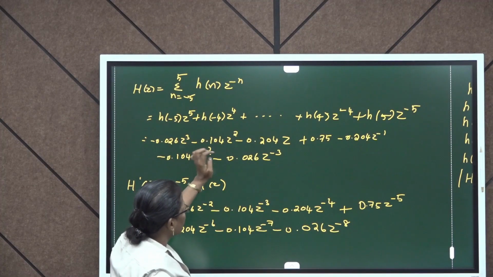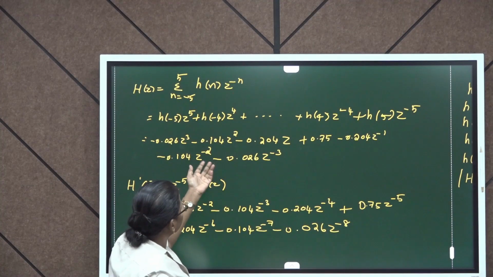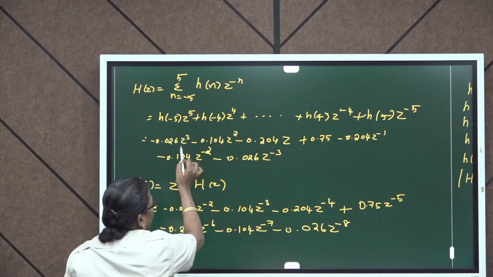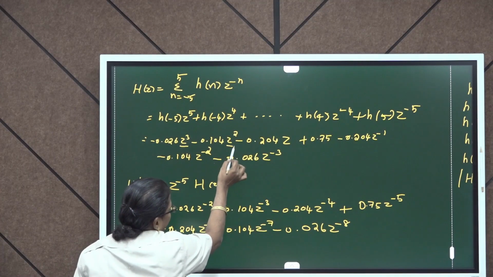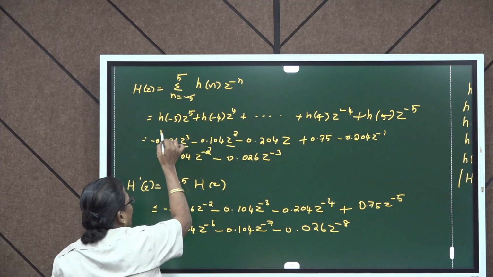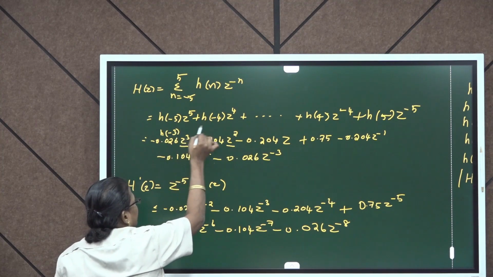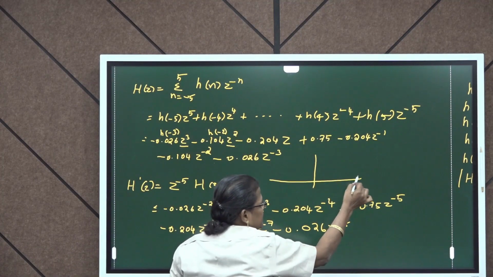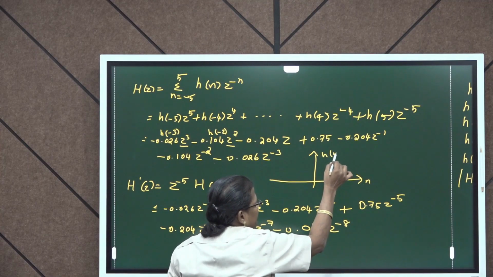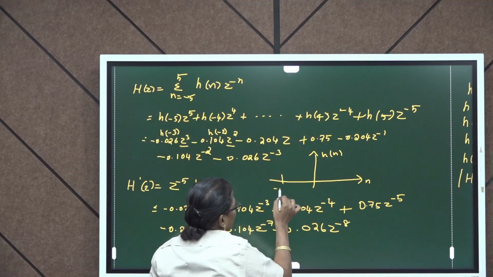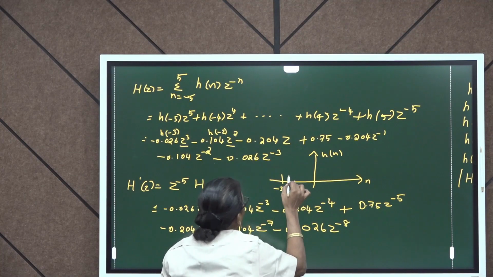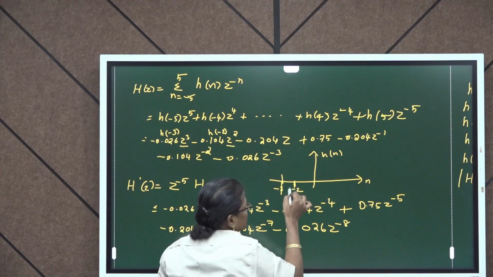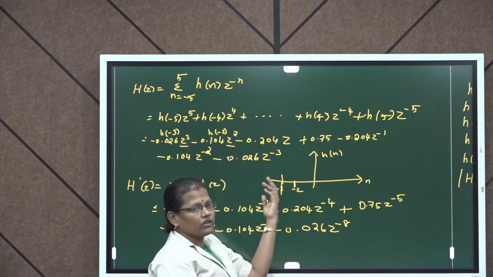h of minus 5 and h of minus 4 values are equal to 0. So you substitute all the values and you will get this equation. You see in this equation, here we have Z power 3, Z power 2. That means this is the coefficient h of minus 3, and this is the coefficient h of minus 2. So what it means is your impulse response has values on the negative side also, minus 3, minus 2. Also you have some values like minus 0.026, minus 0.107, some values in the negative part of the impulse response.